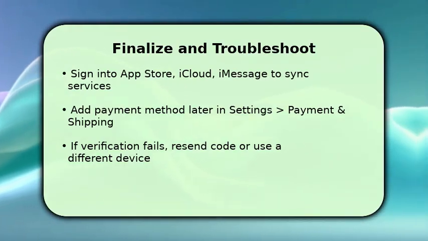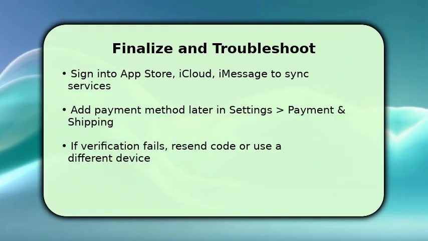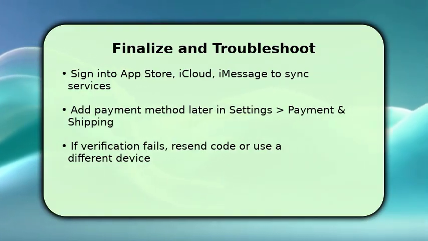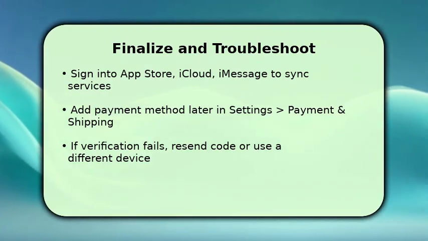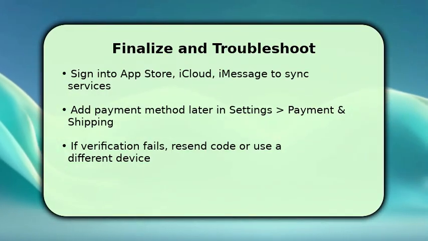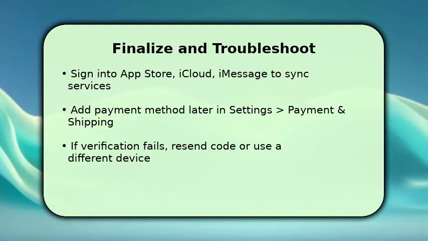Next, add a payment method in settings if you plan to buy apps or subscriptions, though you can skip it initially. If something goes wrong, verification code not arriving or password rejected, resend the code, check spam folders, and try a different device or network. If you're still blocked, reset the password or use account recovery. These steps.